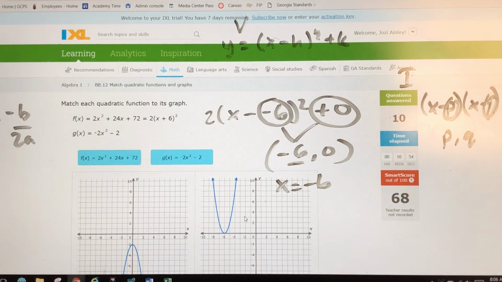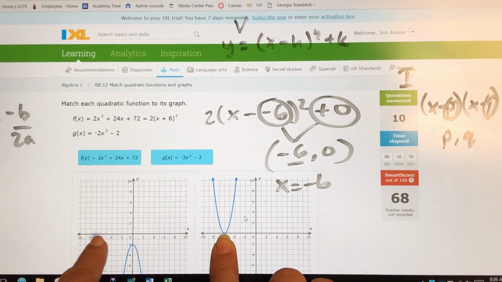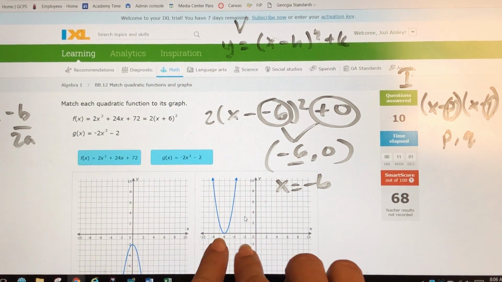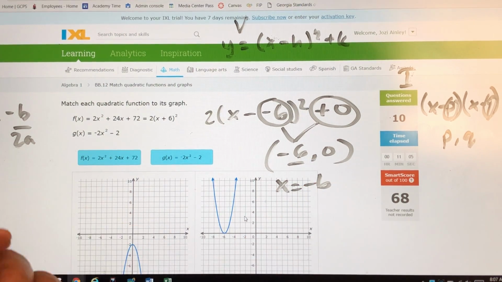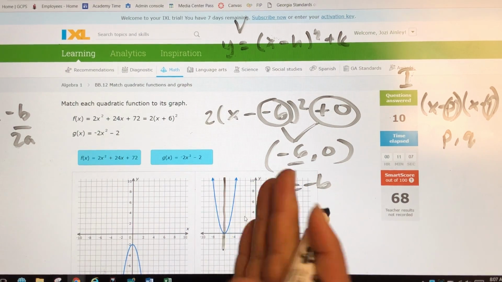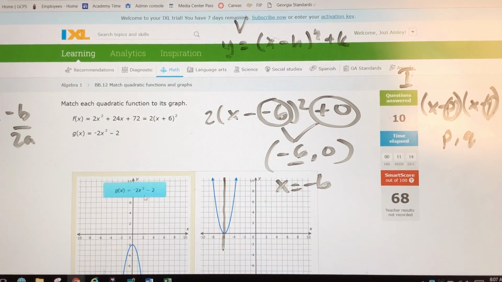So now I go look for that. Okay, so my vertex happens at negative 6. Bam. Oh, it doesn't happen there. Negative 6. 0 is my vertex, and my axis of symmetry is -6, which means if you fold it, it folds right into each other. And that looks exactly like that. So that first one is this. That means my second one must be this.